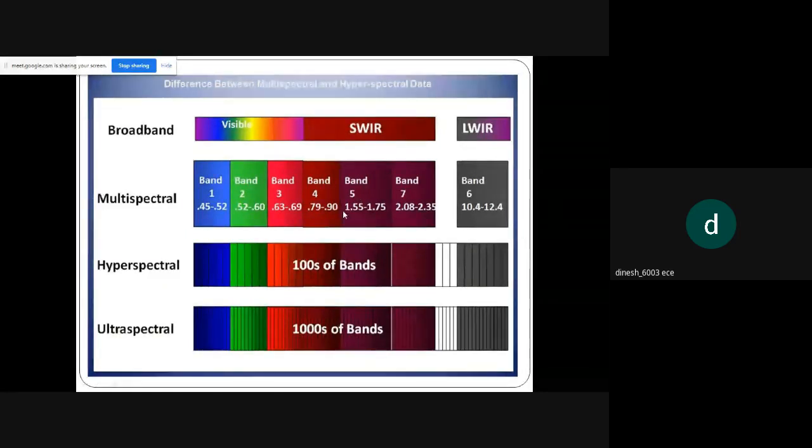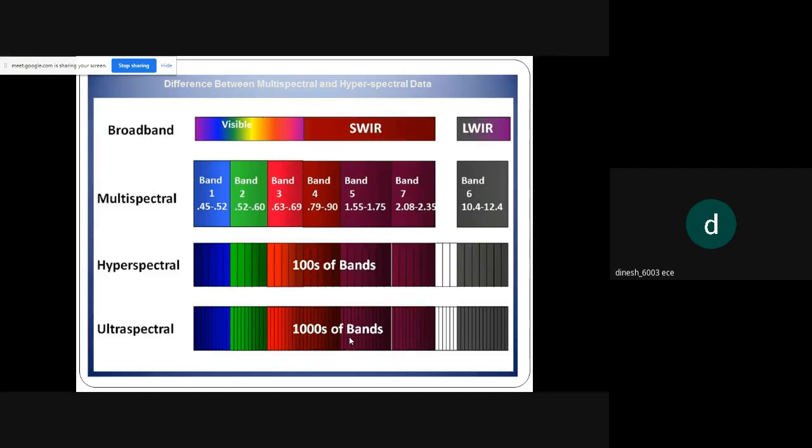Band 5, 1.55 to 1.75 micrometer. Band 7 in 2.08 to 2.35 micrometer. Band 6 in 10.4 to 12.4 micrometer. Whereas in hyperspectral, these are being divided into hundreds of bands. And in ultra spectral, it is being divided into thousands of bands. So that is the major difference in spectrum.